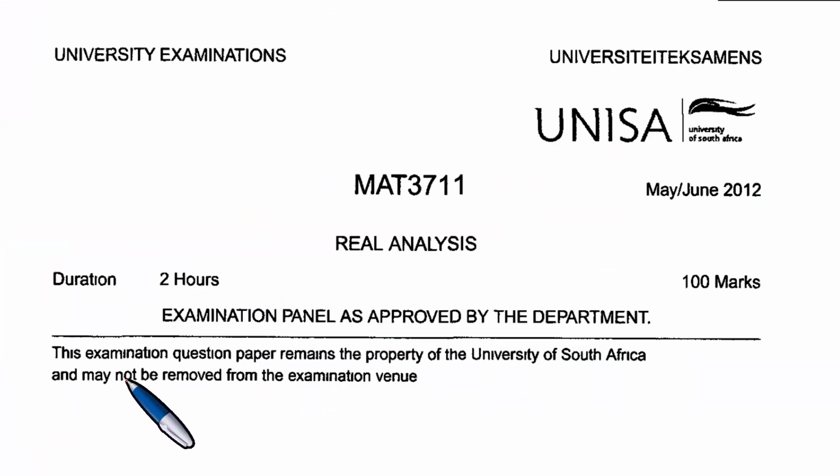Right, we have decided today to take a look at the paper that was written in June 2012. Just a simple paper, and I just picked this up amongst lots of papers. This module is real analysis, MAT3711, duration is 2 hours. Examination panel is appointed by department. I said this is a past paper. This examination question paper remains the property of the university and may not be removed from the examination venue. Obviously, this copy is an old copy.